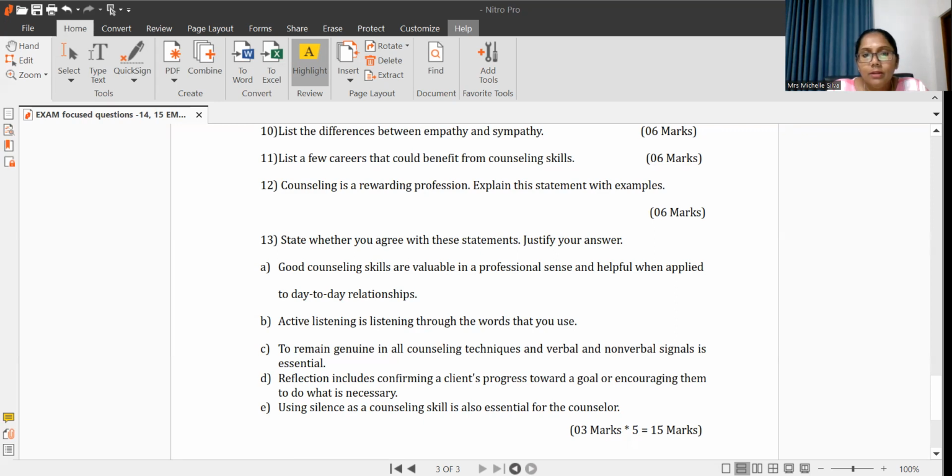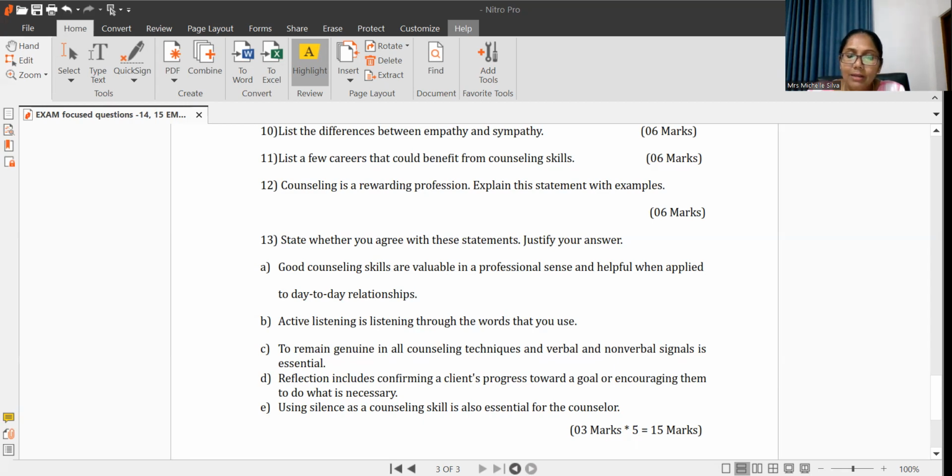Part C. To remain genuine in all counseling techniques, verbal and non-verbal signals are really essential. Yes, verbal and non-verbal signs. Verbally you have to demonstrate that you are genuinely involved with the process, as well as non-verbal signals, like from your body language and gestures, you have to show that you are really joined with the process. Therefore, to be a genuine person, both verbal and non-verbal cues are really important. Therefore, you agree with part C.